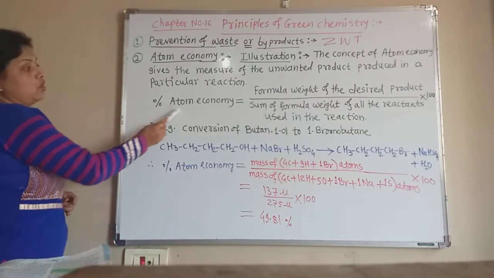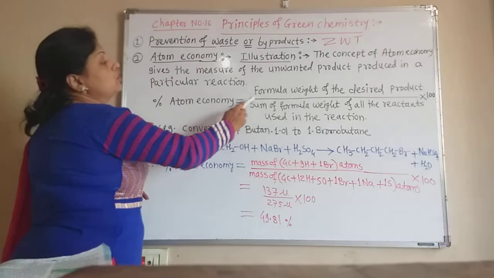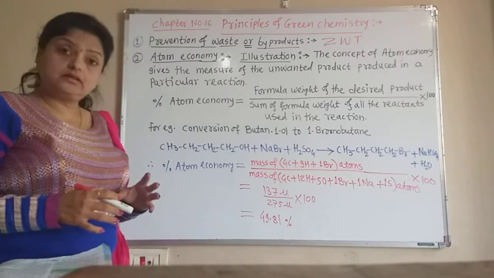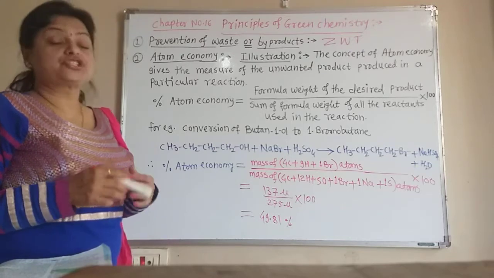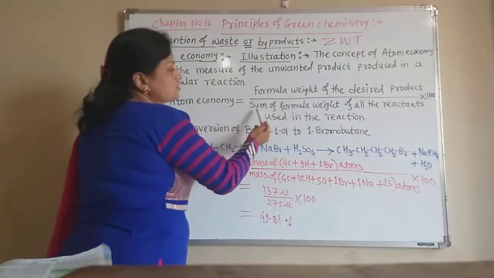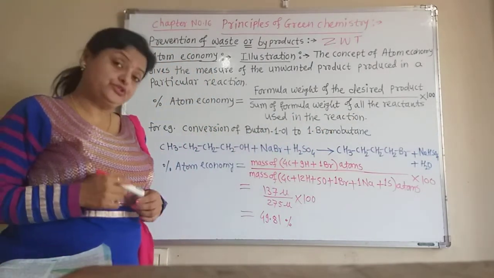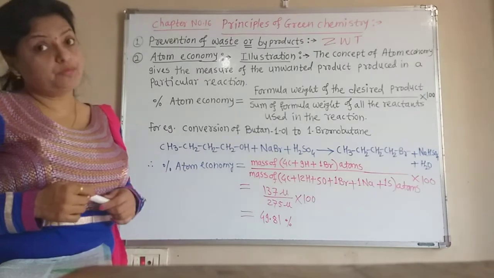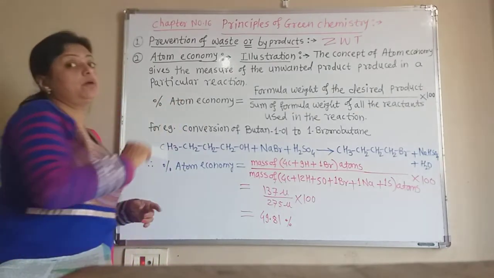Now this is the formula to calculate the percentage of atom economy. Percentage of atom economy is equal to the formula weight of the desired product, meaning the useful product. Formula weight of the desired product means the sum of the weights of its atoms. This is divided by the sum of the formula weights of all the reactants used in the reaction. However many reactants we use, all their formula weights are summed, the formula weight of the desired product is divided by it, and multiplied by 100, and then we get the percent atom economy.